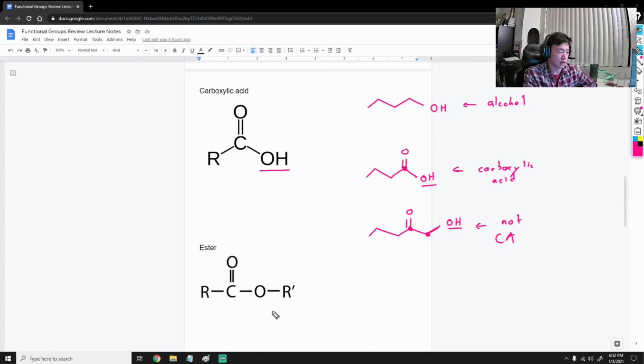The next one is an ester. Esters are very similar to ethers. You're going to notice that there's going to be a carbon chain, and in the middle of it, there's going to be an O.